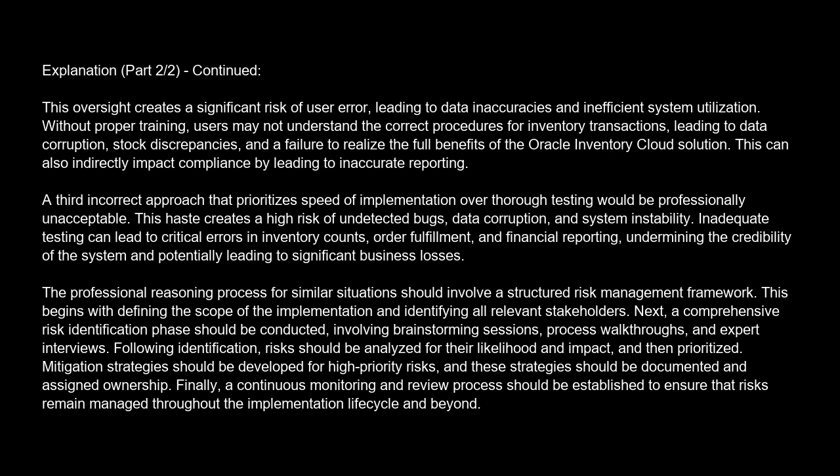The professional reasoning process for similar situations should involve a structured risk management framework. This begins with defining the scope of the implementation and identifying all relevant stakeholders. Next, a comprehensive risk identification phase should be conducted, involving brainstorming sessions, process walkthroughs, and expert interviews. Following identification, risks should be analyzed for their likelihood and impact, and then prioritized. Mitigation strategies should be developed for high-priority risks, and these strategies should be documented and assigned ownership. Finally, a continuous monitoring and review process should be established to ensure that risks remain managed throughout the implementation life cycle, and beyond.